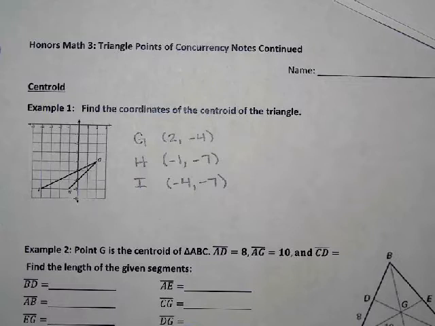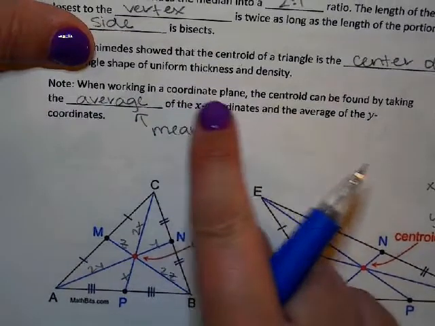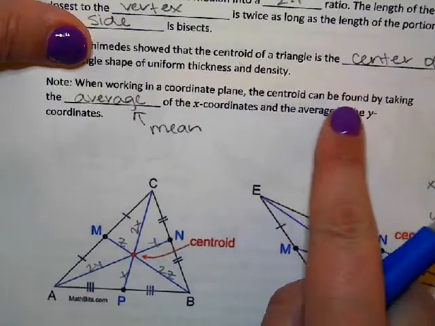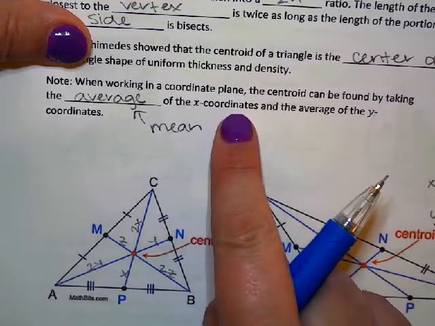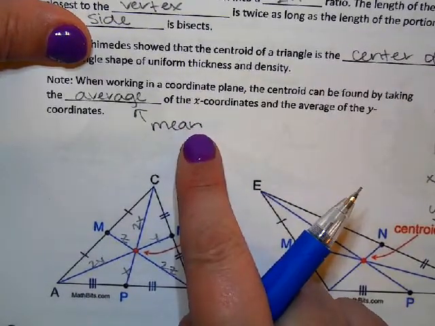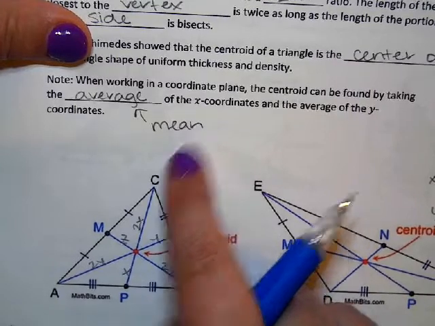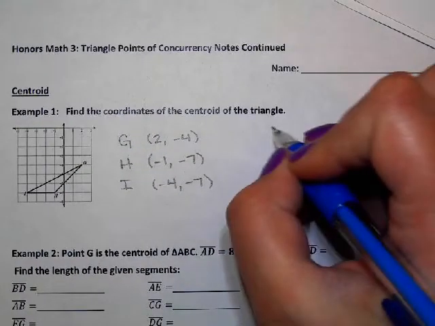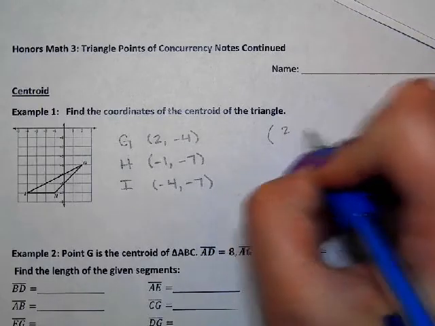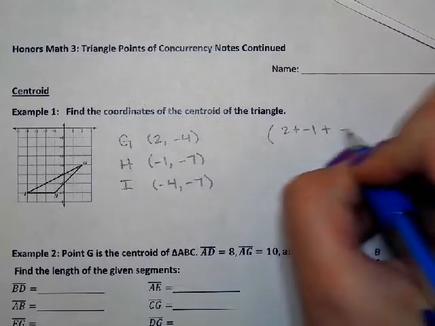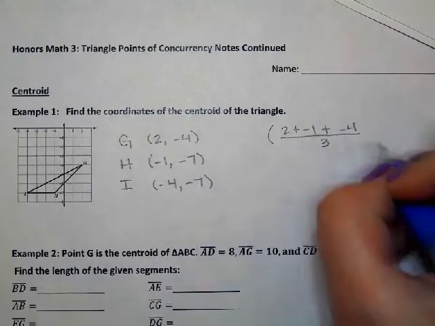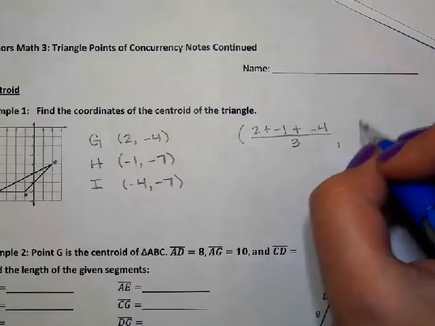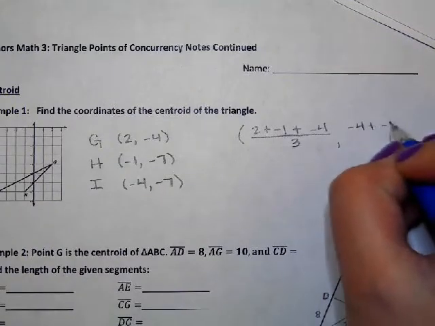And then it says in the notes, if you're working in a coordinate plane, the centroid can be found by taking the average of the x coordinates and the average of the y coordinates. So how do we do the average of something if we have 3 numbers? Add together, divide by 3. Okay, so for the x coordinate, we're going to do 2 plus -1 plus -4, divided by 3. And for the y coordinate, we're going to do -4 plus -7 plus -7, divided by 3.